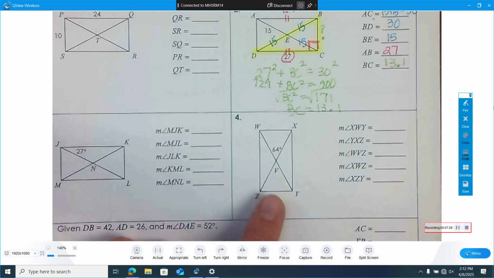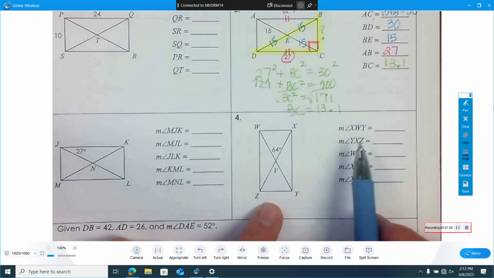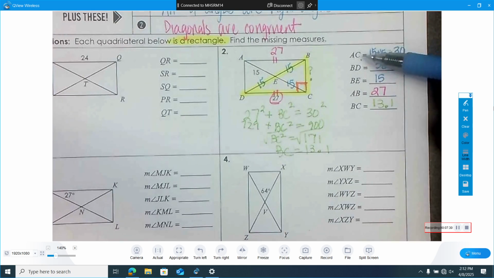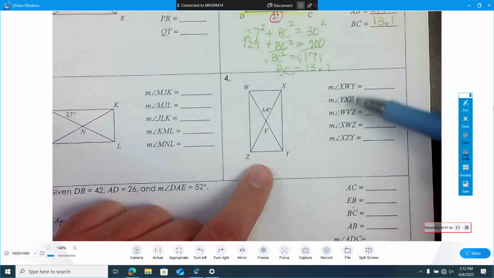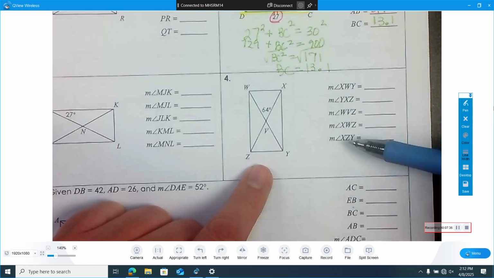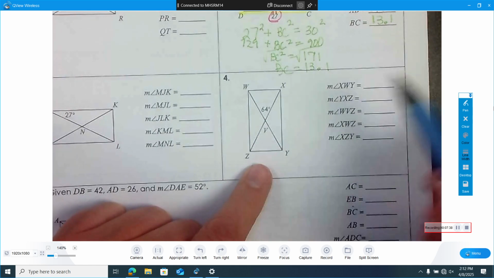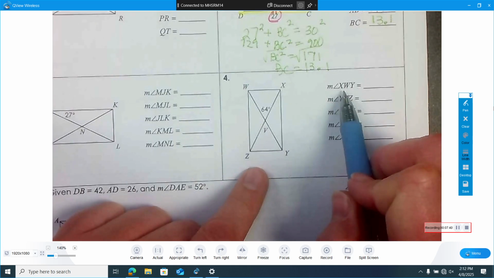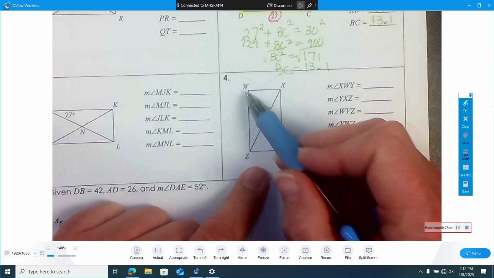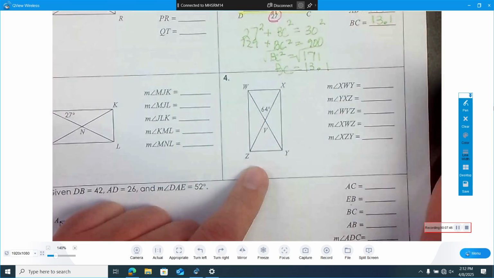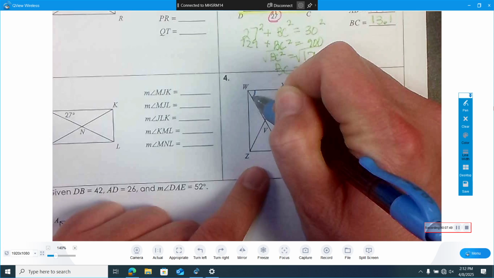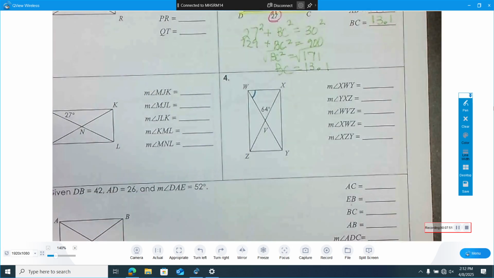Okay, let's look at number 4. These, you'll notice, were all side lengths. We were trying to find measures of sides. Here, we're looking for all angle measures, okay? Lots of angle measures. We want to figure out the measure of angle XWY. XWY is this little angle right there marked in blue.